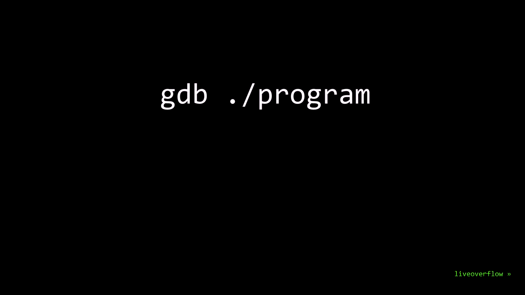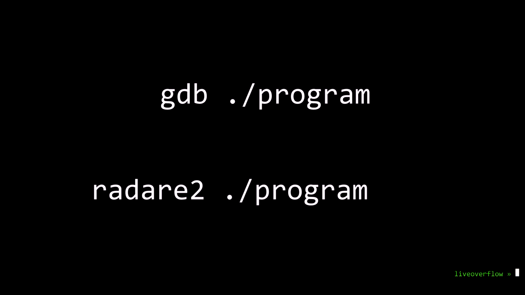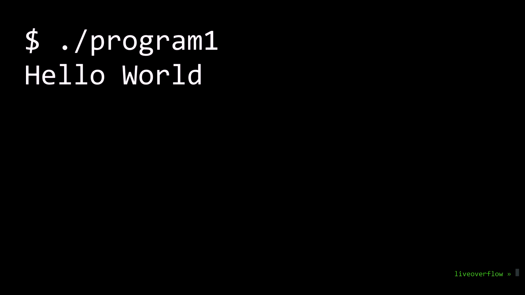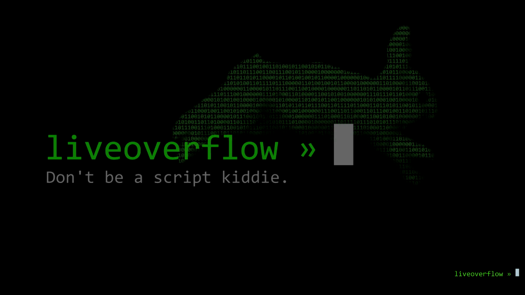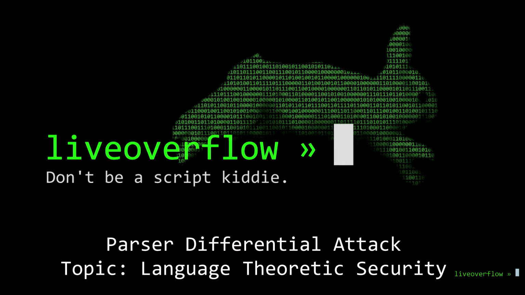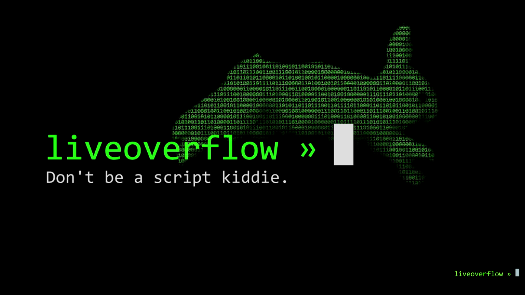But you also realized that a program like GDB has to parse the executable to be able to disassemble and debug it as well. And Radare has to read and parse the executable file to show us stuff. So could you modify the executable in a way that you can still execute it with Linux, but GDB and Radare tell you that something is broken? What we are looking for is a parser differential. We hope that the parser from execve in Linux differs from the GDB parser.